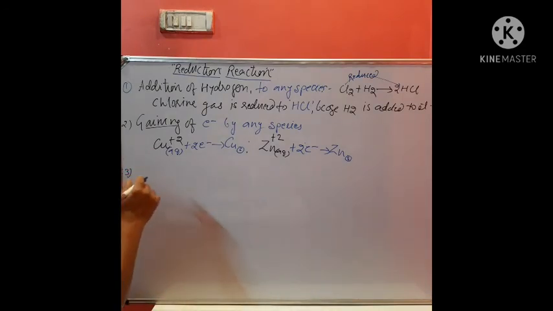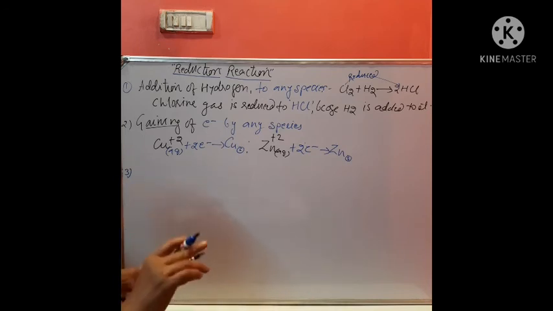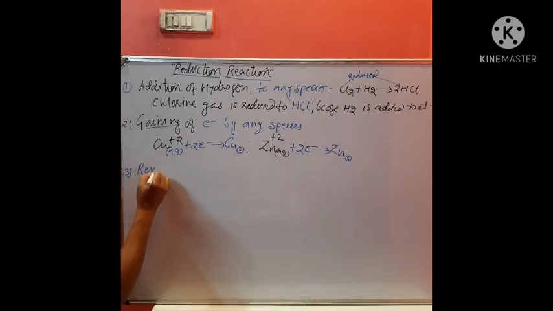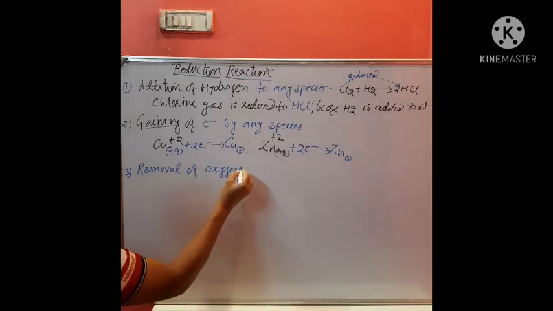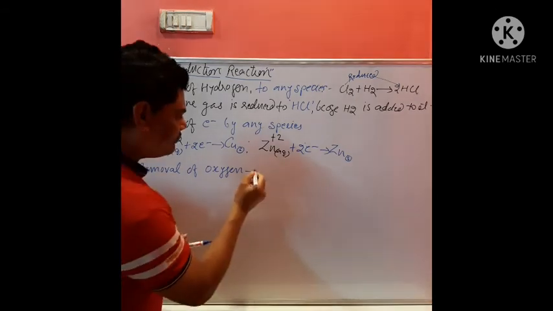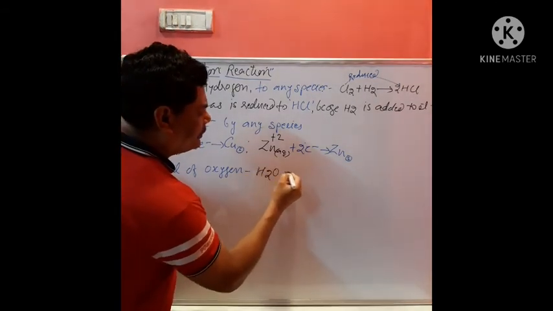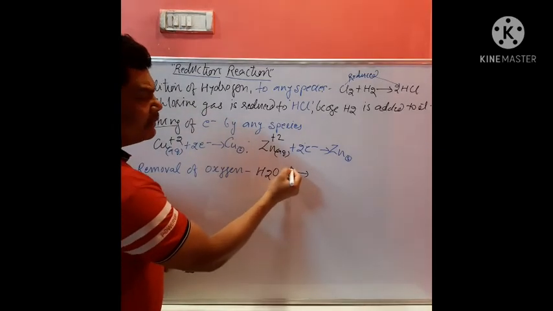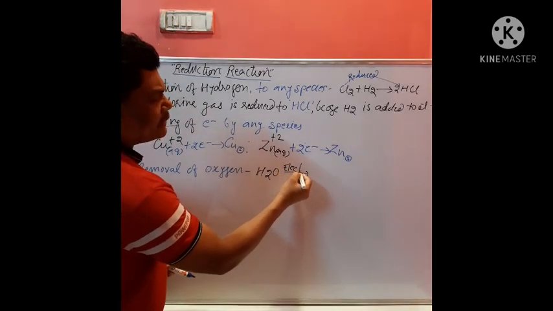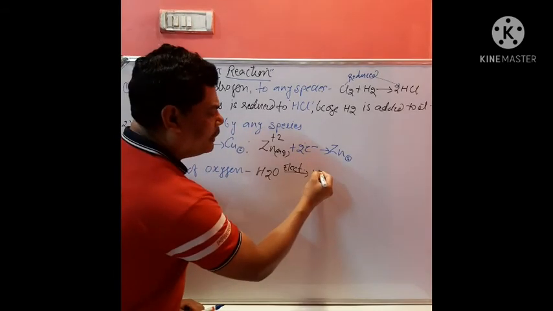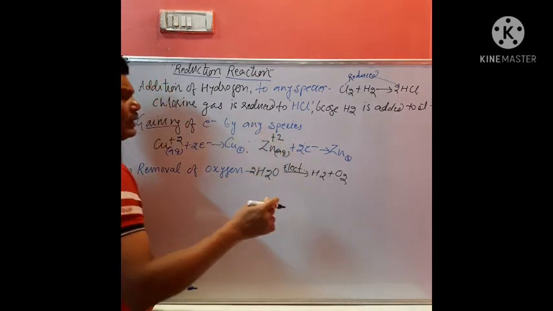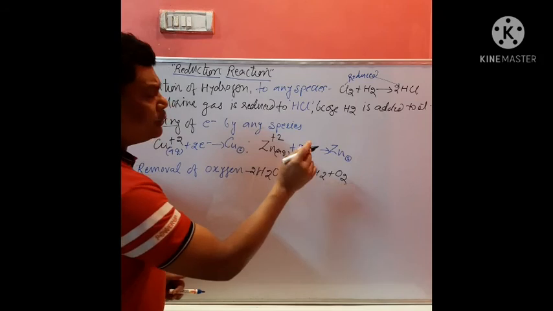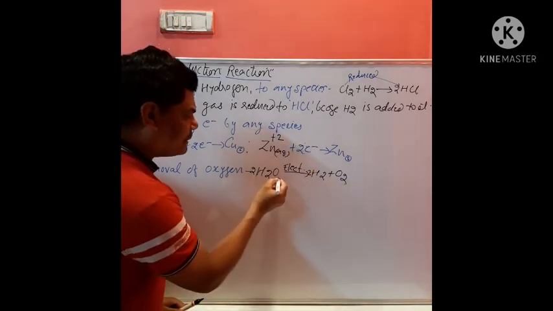Third one is, in oxidation, what I told you: addition of oxygen. So on the basis of it, its opposite form will be what? Removal of oxygen. Like here, in electrolysis of water, we have seen one thing. When electric current is passed through water, this is electrolysis. It converts into hydrogen gas plus what? Oxygen gas. You can balance it: 2H2O gives 2H2 plus O2.